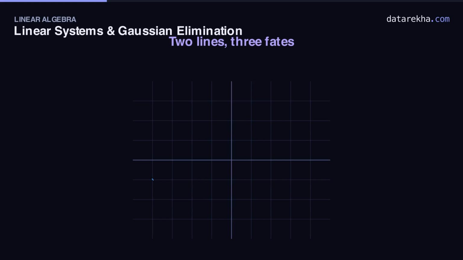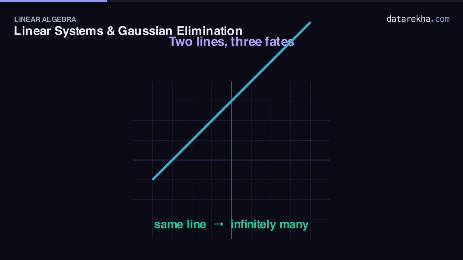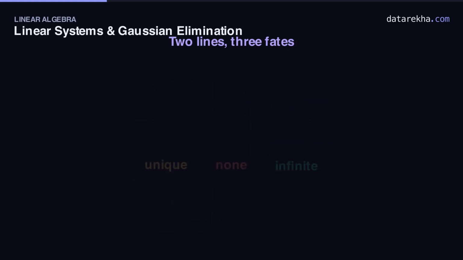And there's a third, sneakier case. The two equations might be the same line drawn twice, one just a multiple of the other. Then every point on that line works. Infinitely many solutions. So every system falls into exactly one of three fates. One answer, none, or endlessly many. Our method is a machine for telling them apart and finding the answer when one exists.